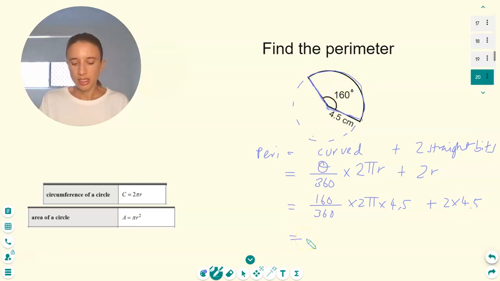And then straight into my calculator. Times 2 pi times 4.5 plus 2, plus, well, I know that 2 times 4.5 is 9.